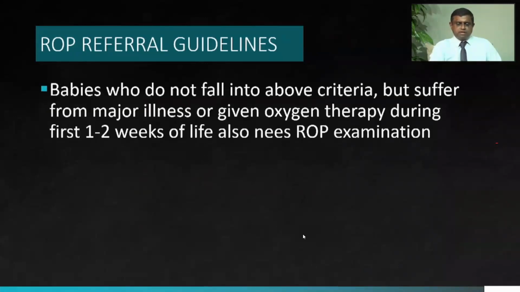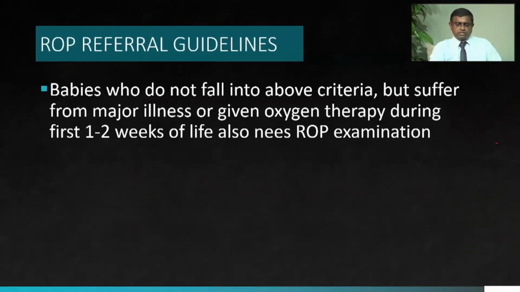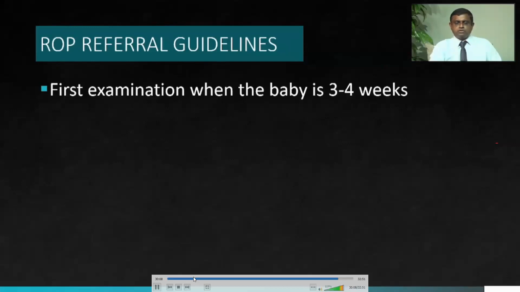Also, you can refer any baby whom you think there is a risk of developing retinopathy of prematurity due to oxygen therapy and due to neonatal insult. So we are bound to examine that baby at least once to make sure the retina has fully vascularized. The first examination should be done between 3 to 4 weeks after the birth. There's no point in examining the baby soon after birth. We have to give some time for retinopathy to develop.